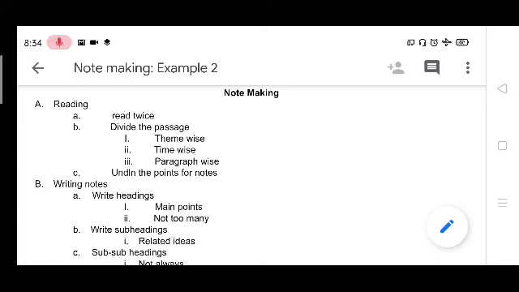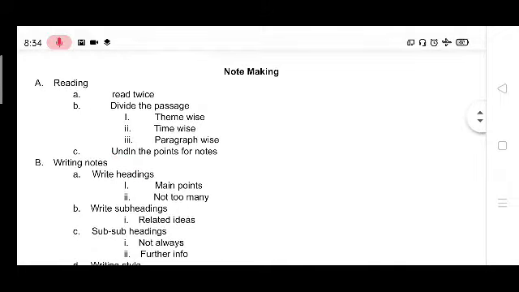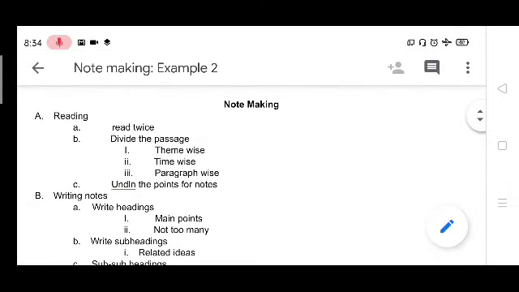Hi students, this is Deepak Pokhariyal once again, and in this video I am once again going to talk about note making. It is a kind of revision. In this revision, once again we will discuss the process of note making, and we will also discuss one passage, one example, and we'll read the passage and we'll do exactly as we do while note making. We'll underline the important sentences in the passage and then we'll make notes on it.